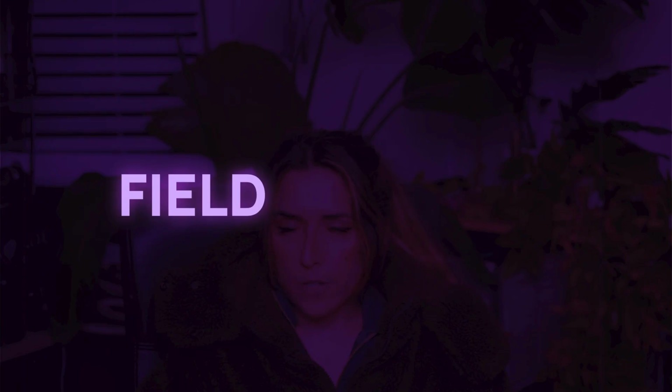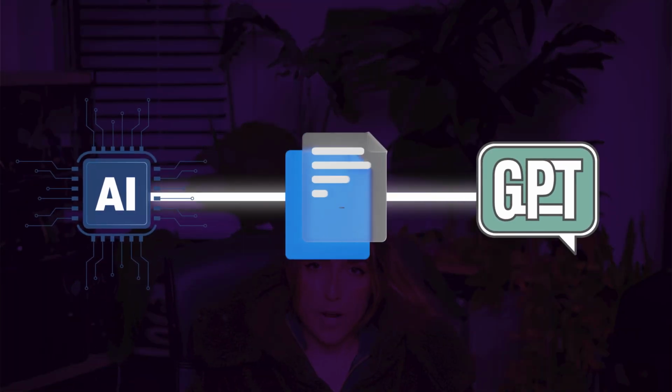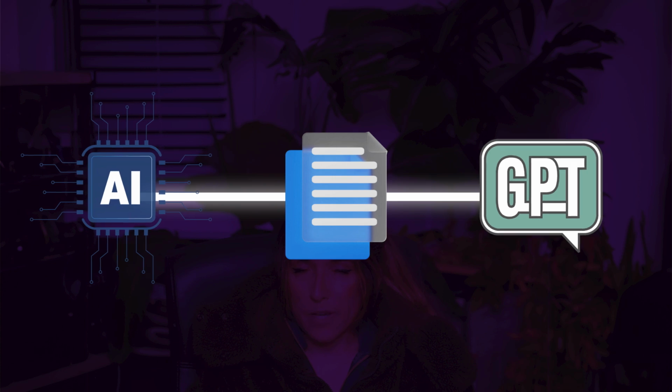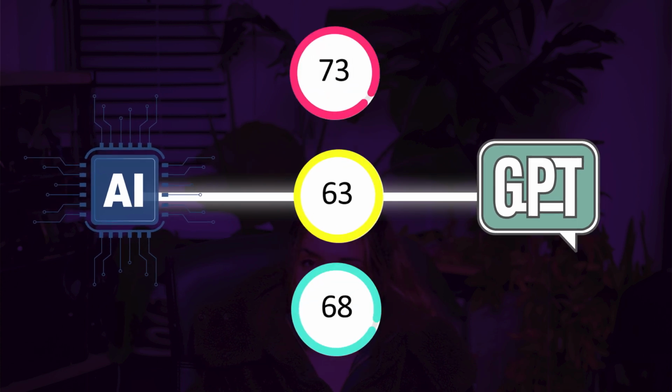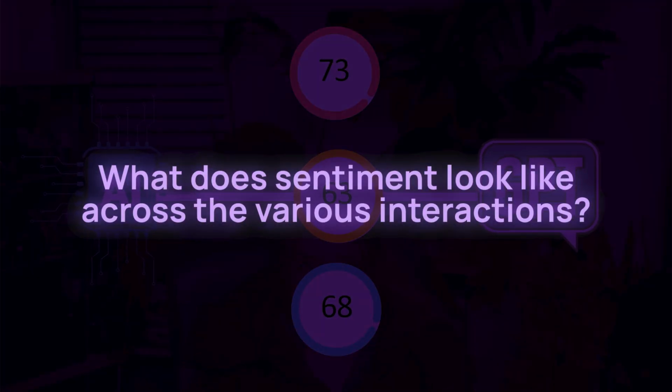So that's number 1. Number 2, obviously field insights. Gen AI and GPT can be a great way to summarize field insights. It could also be a great way to start mapping out sentiment. What does sentiment look like across the various interactions? And can you start mapping out sentiment across key accounts that your team is targeting?